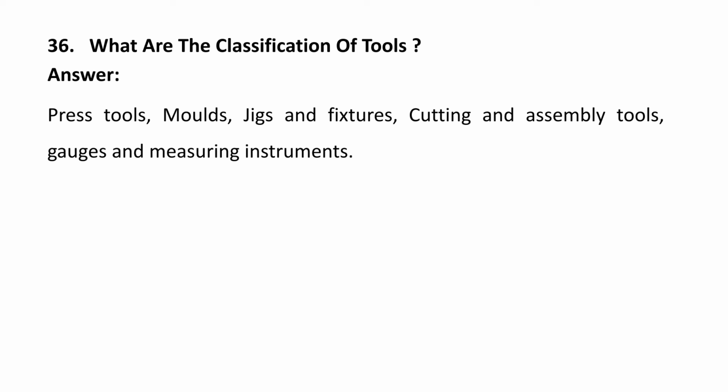Next question, what are the classification of tools? The answer is, the tool can be a press tool, it can be a mold, it can be jigs and fixtures, it can be a cutting tool or an assembly tool, it can be a gauge for inspection purposes, and it can be a measuring instrument for measurement purposes.